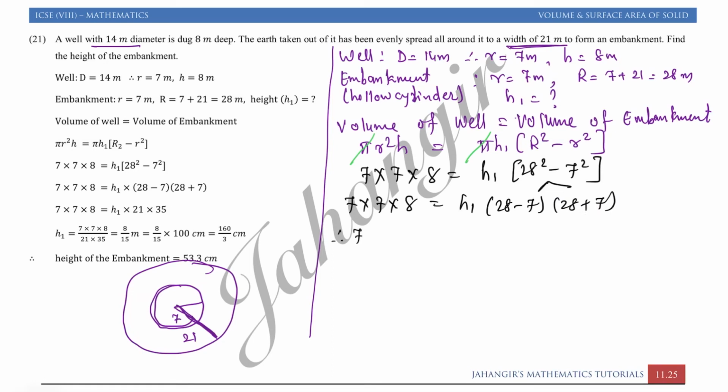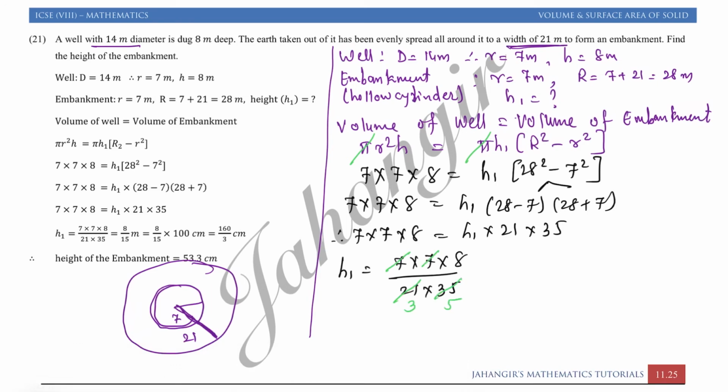So therefore 7 into 7, 49. Let me write 7 into 7 into 8 is equal to h1 into 21 into 35. So therefore height is 7 into 7 into 8 upon 21 into 35. We can cancel out. 7 ones are 7, 3 sevens are 21, 7 ones are 7, 5 sevens are 35. So it is 8 upon 15 meter.